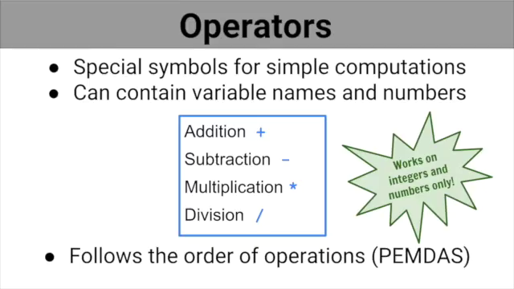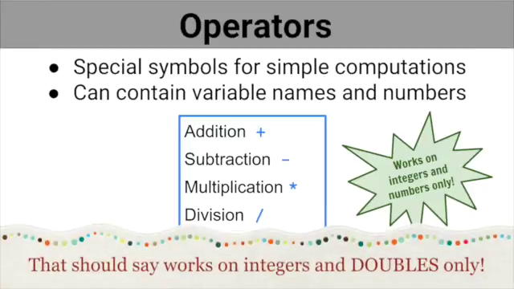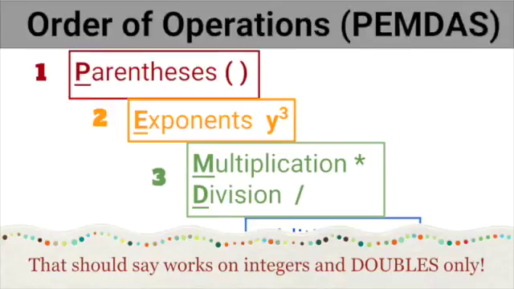Just to review the operators, because sometimes when you're doing this, you're also doing some mathematical operations. You can do simple computations with these, and you can have a variable name or an actual number in there. You can do addition, subtraction, multiplication, or division, and it follows the order of operations, which is PEMDAS. Again, this works only on integers and numbers, so if you're trying to do this on a string variable, it's not going to work.